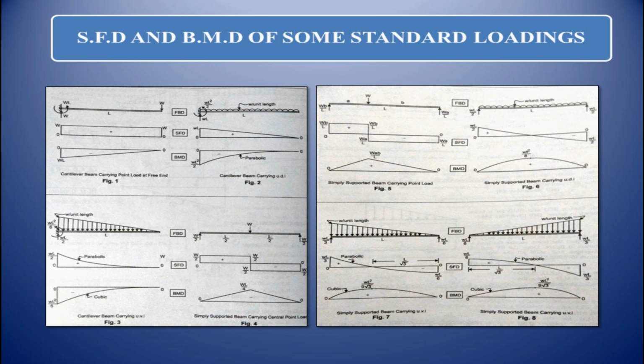Figure 4 shows a simply supported beam carrying central point load. Figure 5 shows a simply supported beam carrying point load. Figure 6 shows a simply supported beam carrying UDL. Figure 7 shows a simply supported beam carrying UVL, and figure 8 shows a simply supported beam carrying UVL. So these are the variation patterns on some standard loadings for shear force and bending moment diagrams.